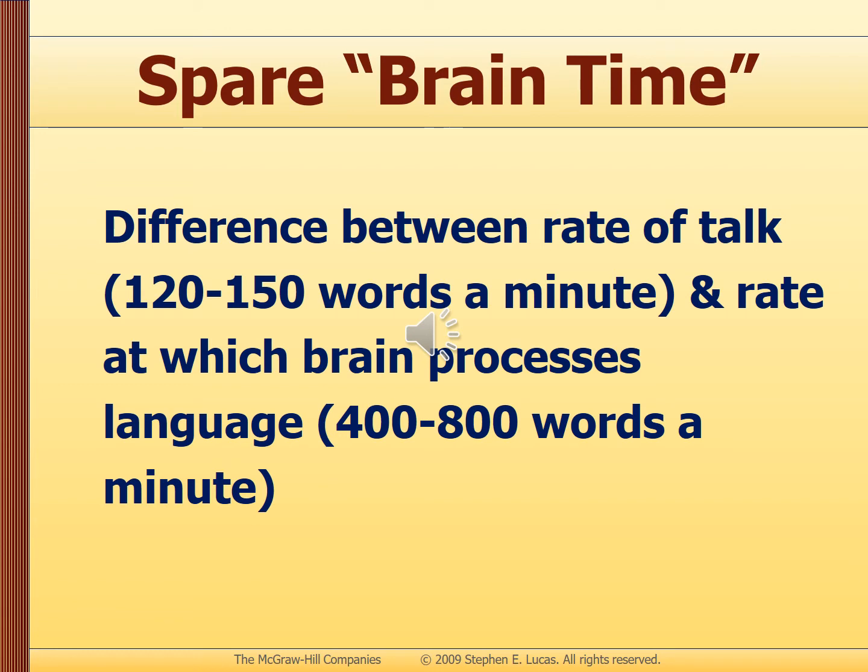So, once we recognize the causes of poor listening skills, there are some principles and guidelines that we can use in order to become better listeners. The first concept is called spare brain time. And this is the difference between the rate of talk, which is about 120 to 150 words a minute, and the rate at which the brain processes language, which is 400 to 800 words a minute. So, as you can see, there's a big discrepancy between how fast we talk versus the rate at which the brain processes actual language.